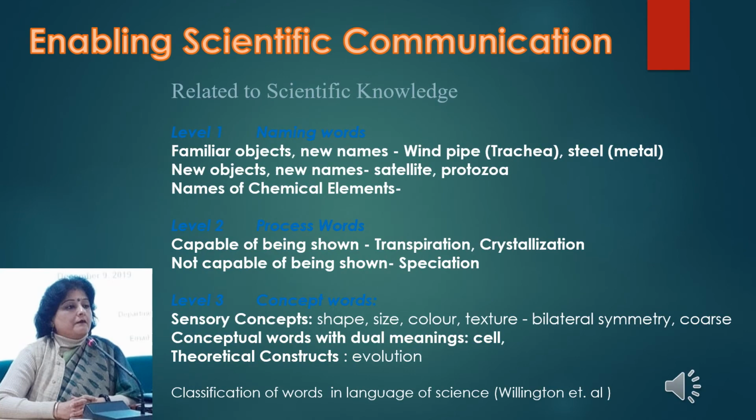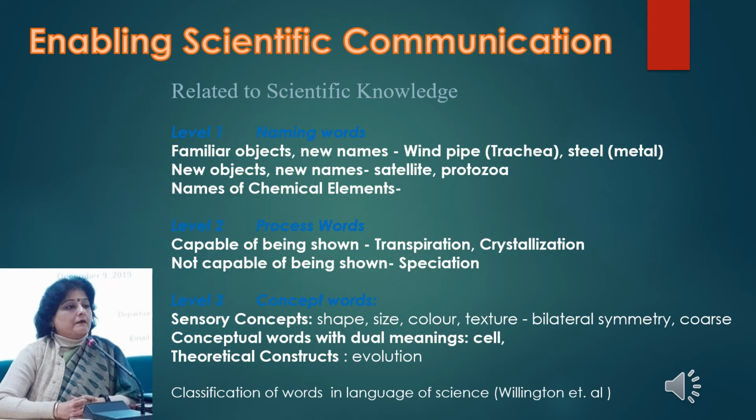Similarly, if we look into the scientific knowledge, we will see there are different kinds of words. And in order to give meaning to different kinds of words, Jerry Wellington has given a classification of the words which are used in science. He has classified these words into three levels, and these levels represent the level of difficulty that a learner faces while understanding these words. According to him, level 1 is the naming words, and the naming words are the easiest for the learner to comprehend.